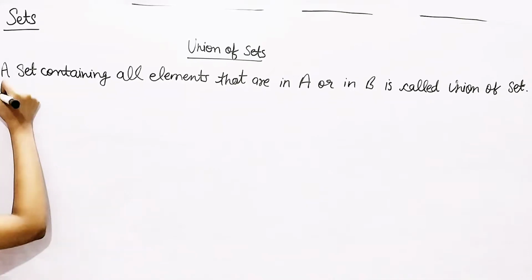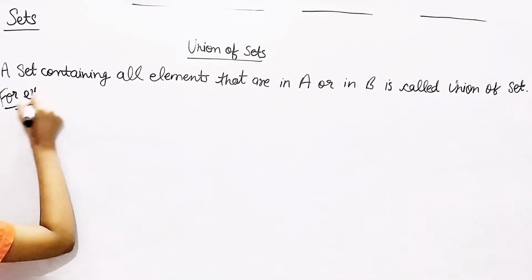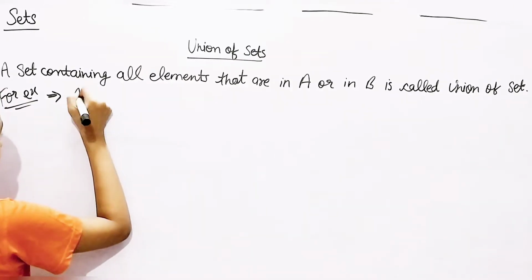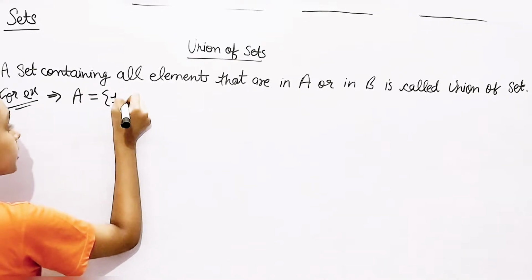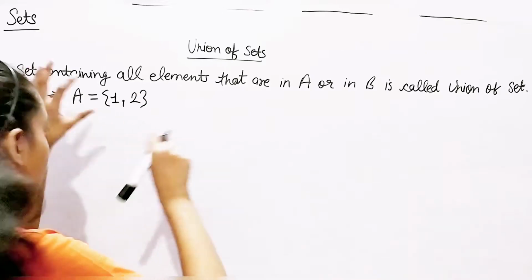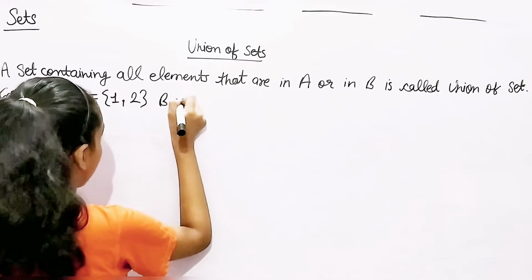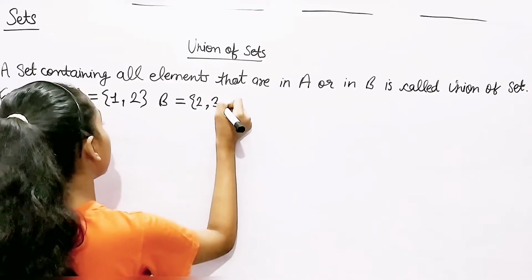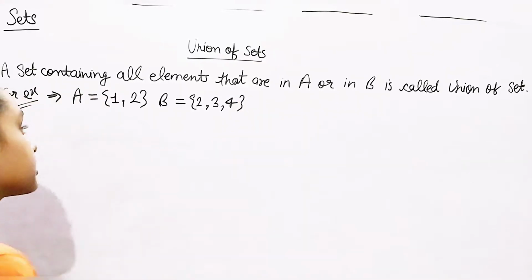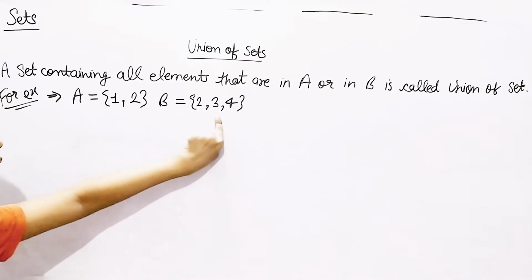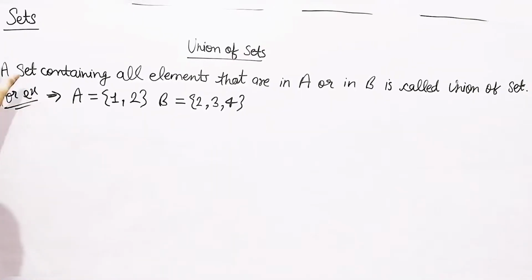Okay, so let's take an example. I'm going to take the one I just told you. Set A has elements 1 and 2. I'm going to change the elements a little bit. And in set B, we have elements 2, 3, and 4. So in set A we have 1, 2 as elements, and set B is equal to the elements 2, 3, 4.